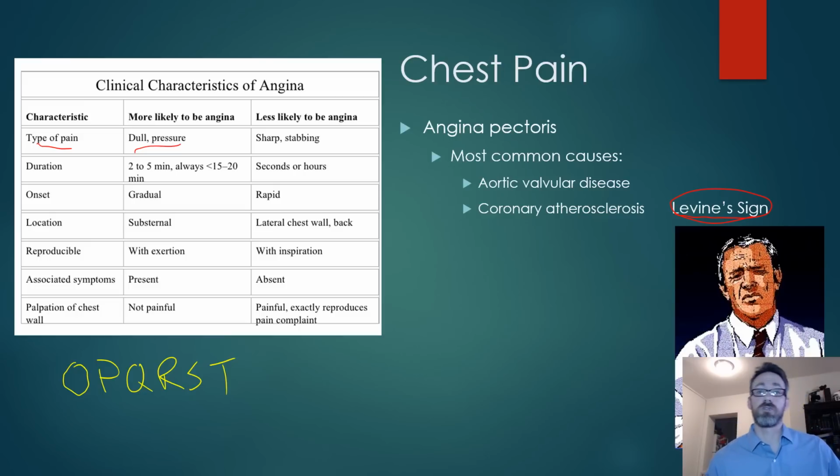T also stands for trigger, so anything that can trigger it. Now I've also put here angina pectoris, which again we'll talk about more in another lecture. Some of the more common causes of it are aortic valvular diseases and coronary atherosclerosis, and we'll get into those details as we go.